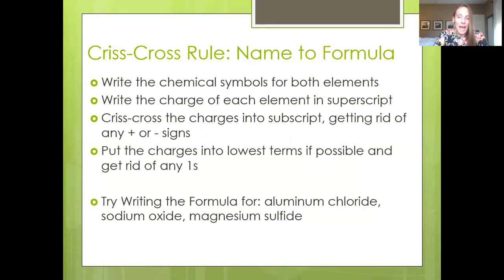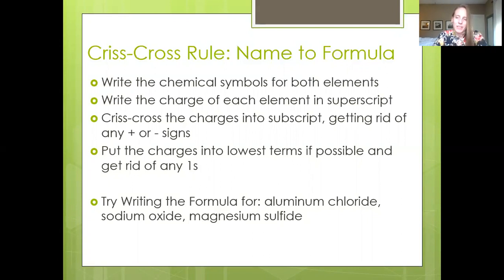Now, working backwards with ionic compounds is a bit more tricky. If we're given the name and need to determine the formula, you have to use something called the crisscross rule, which is essentially where you cross over your charges. So when it comes to writing the formulas for ionic compounds, this is where having the charges of your different elements memorized is really important.